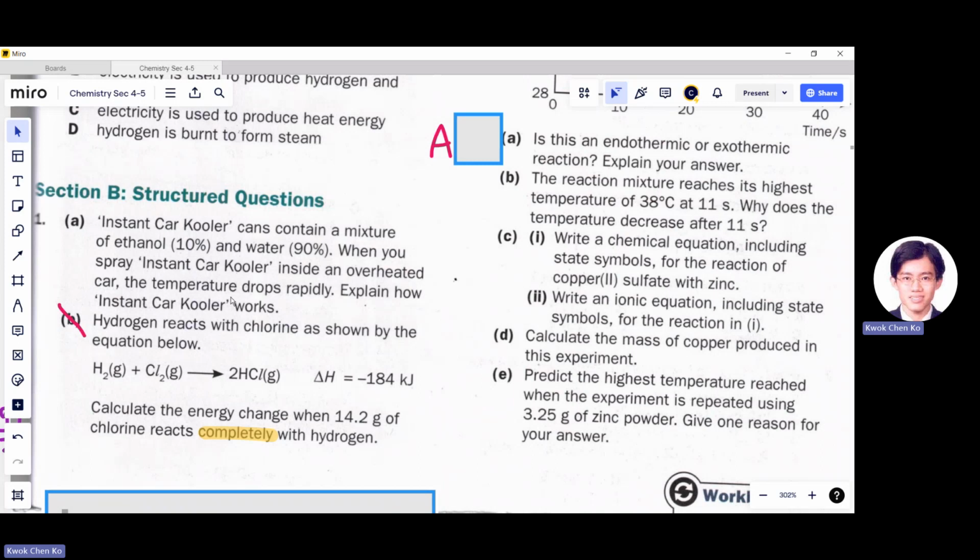Bonds are broken? No. There's no bond breaking here because this is not a chemical reaction. What is this process? Ethanol and water, no chemical reaction. But what is this process? Zayden, this one you need to know. It's a physical process. What physical process is this?